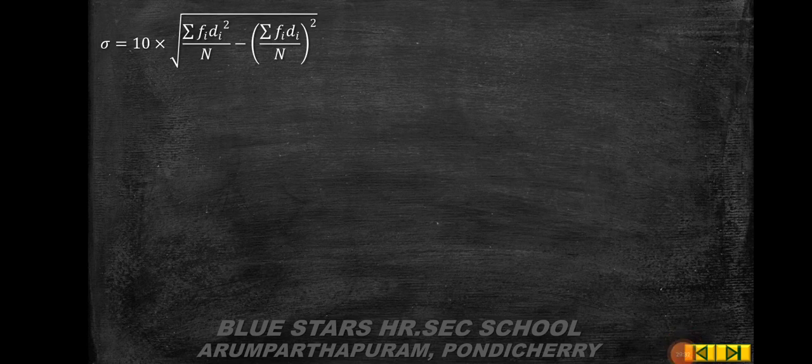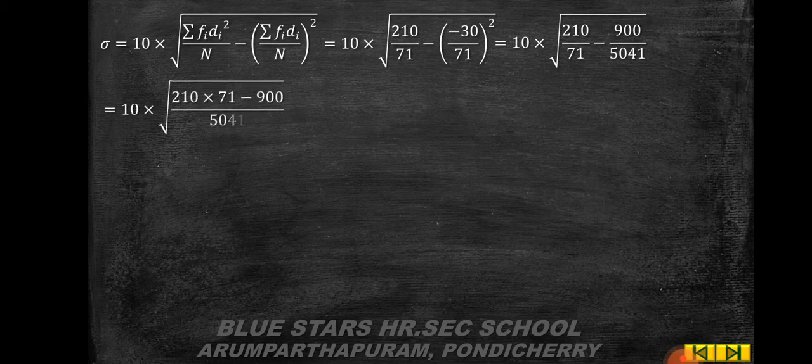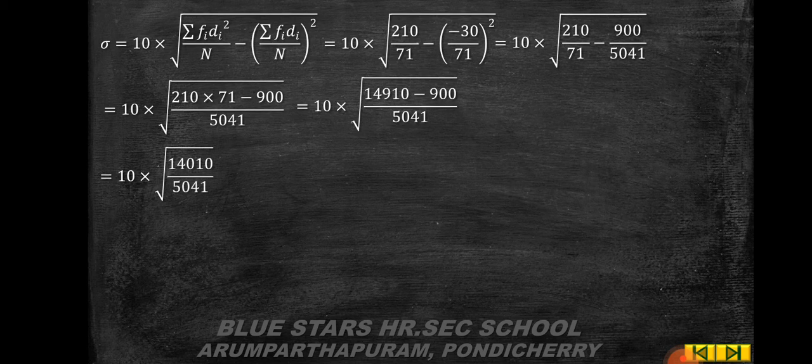Sigma is equal to 10 into root of summation Fi di square by n minus summation Fi di by n the whole square, which is equal to 10 into root of 210 by 71 minus 30 by 71 the whole square, which is equal to 10 into root of 210 by 71 minus 900 by 5041, which is equal to 10 into root of 14,910 minus 900 by 5041, which is equal to 10 into root of 14,010 by 5041.